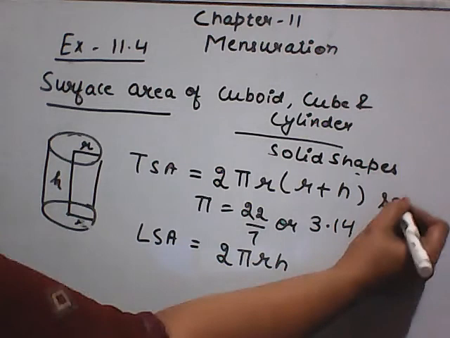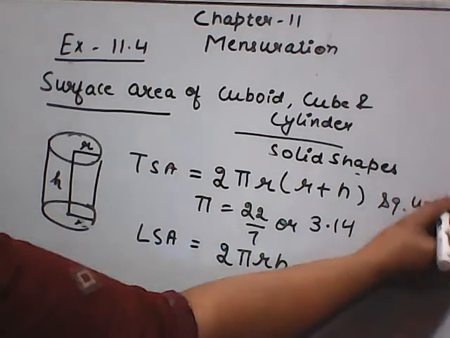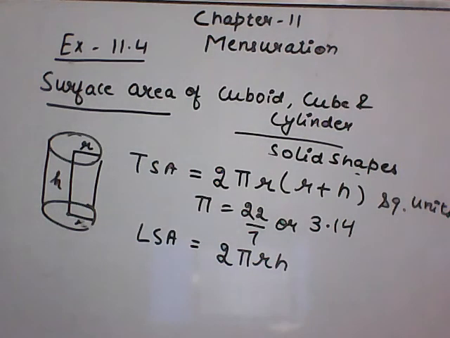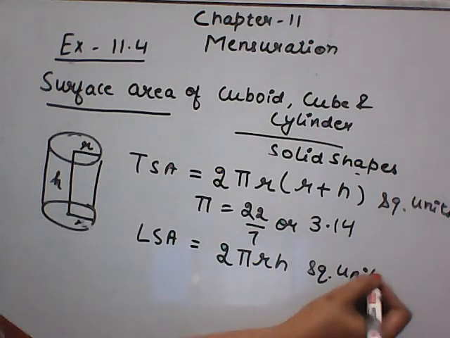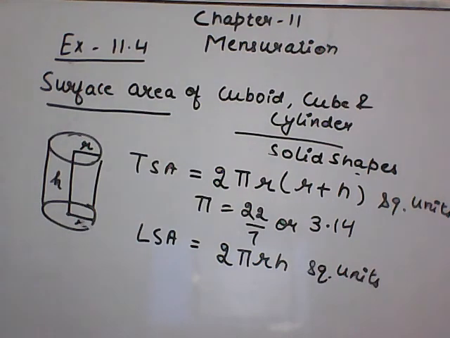Here it is area, so square units will be the unit of the area. Now you have to remember all these formulas: total and lateral surface area of the cuboid, cube and the cylinder.